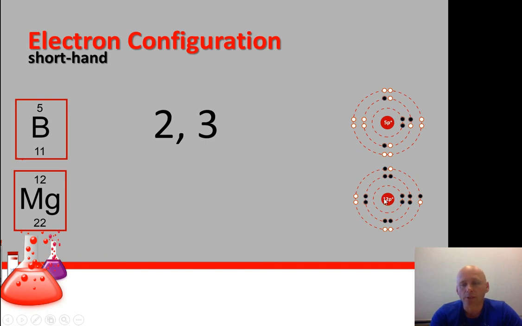Magnesium has 12 electrons, and you can see it's got 2 electrons in the innermost energy level, 8 in the second energy level, and then 2 in the outer. So we can write its electron configuration as 2, 8, 2.